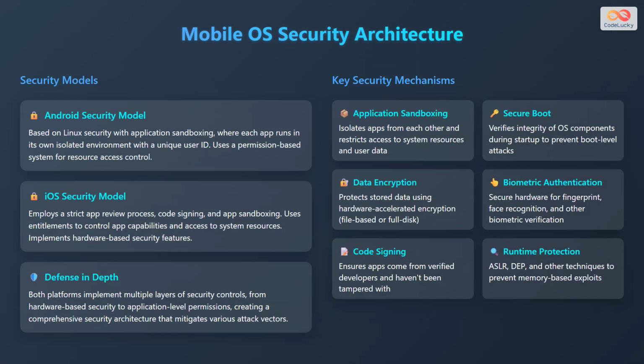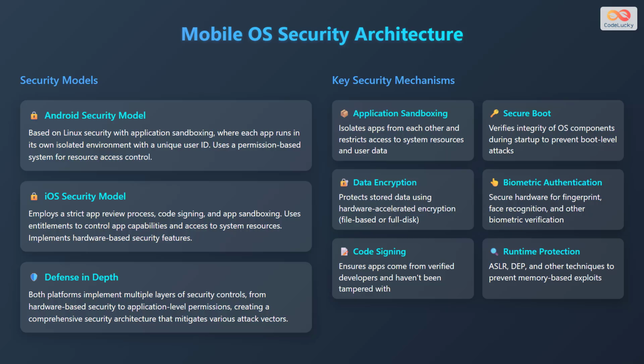Mobile operating systems employ robust security models to protect user data and system integrity. The Android security model is based on Linux security with application sandboxing. Each application runs in its own isolated environment with a unique user ID. Android uses a permission-based system for resource access control.